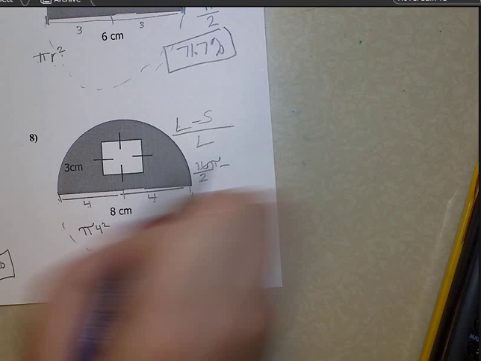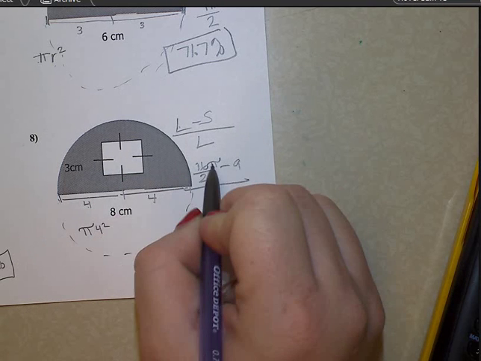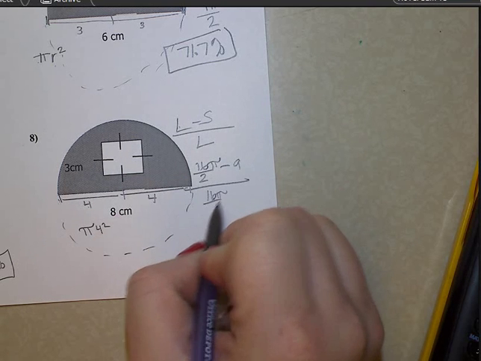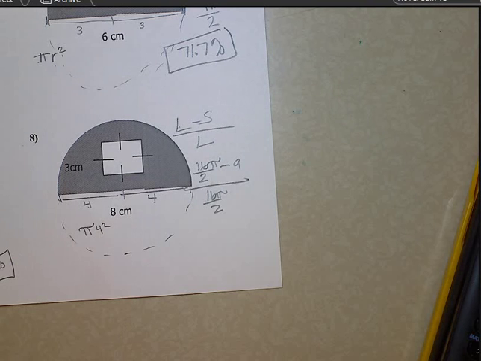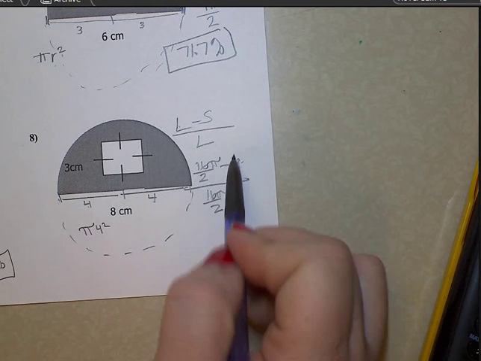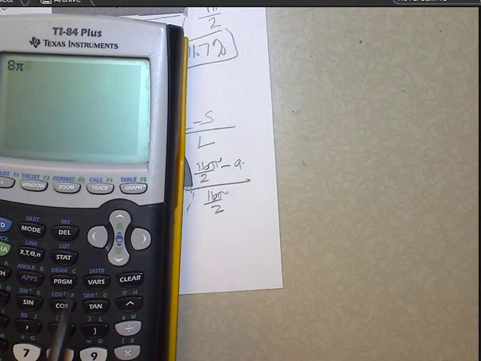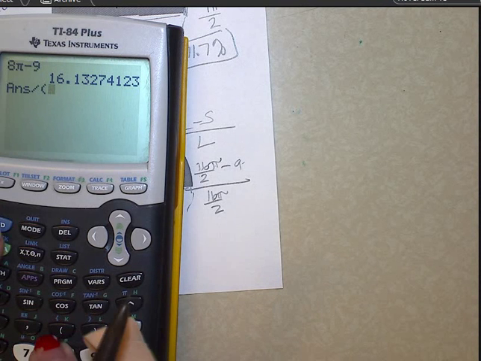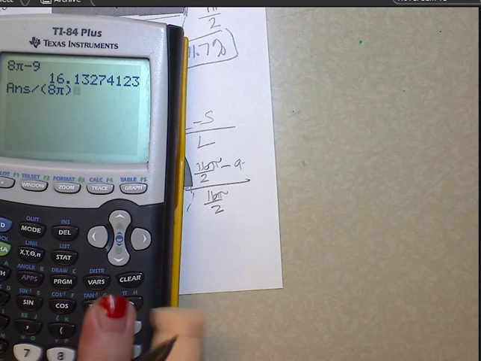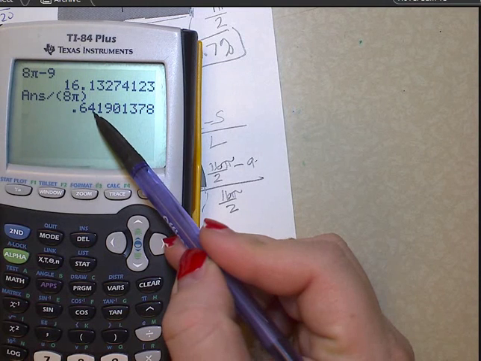Subtract this inside region, or smaller region. 3 times 3 is 9. Again, divided by 16 pi divided by 2. And again, feel free to write 8 pi to make it easier. So 8 pi subtract 9, get the answer, and divide it by 8 pi. 8 pi subtract 9, and then divided by, in parentheses, 8 pi. 64.2%.